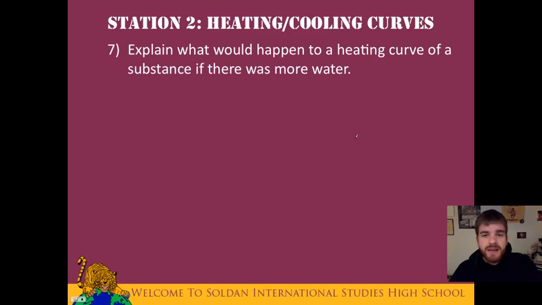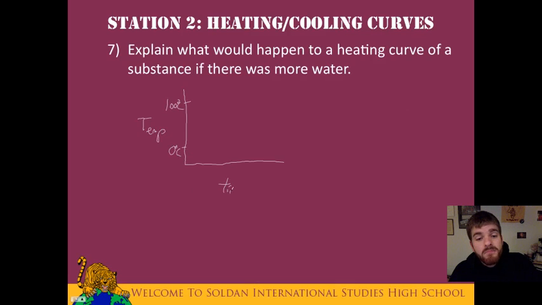Number 7, explain what would happen to a heating curve of a substance if there was more water. Okay, well, let's draw our heating curve again. The melting point of ice is at 0 degrees Celsius, and the boiling point is at 100 degrees Celsius. If you add more water, these temperatures still are the same. Whether you have a gallon of water or a cup of water, the boiling point will be 100 degrees Celsius and the melting point will be 0 degrees Celsius.